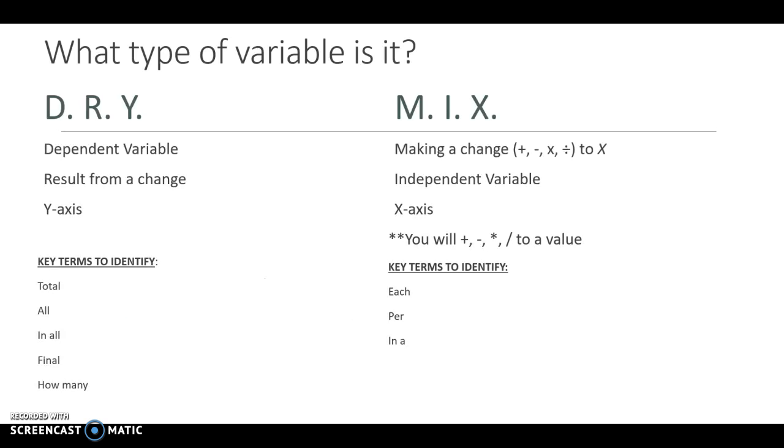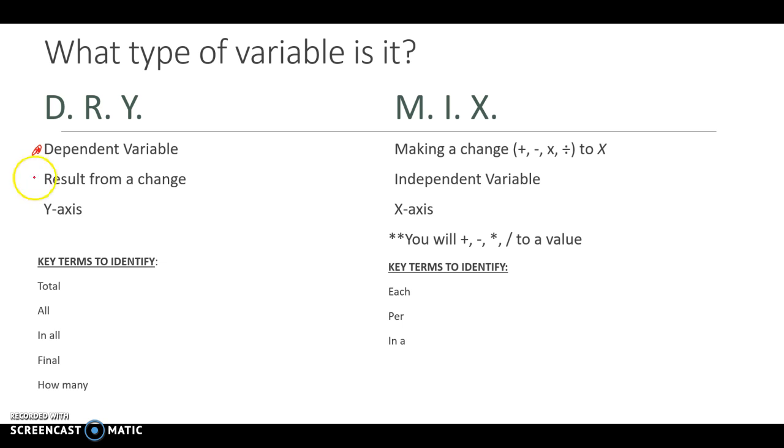What type of variable is it? I want you to remember the acronym DRY MIX. DRY MIX is a way that many students learn how to identify between what is a dependent variable and what is an independent variable. And we are going to start by looking at the DRY. The DRY part talks about the dependent variable. The D stands for dependent.